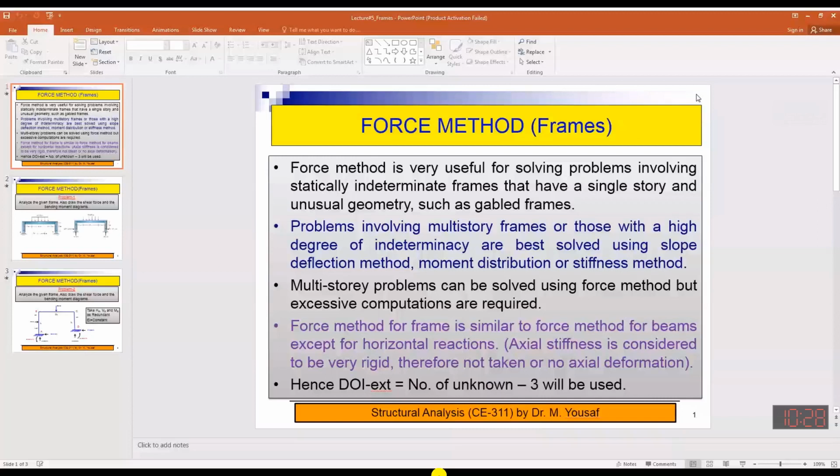Otherwise, there is no difference in the application of the force method, whether it is being applied for the solution of the numericals related to the beams, or the frames. So also this is very useful.